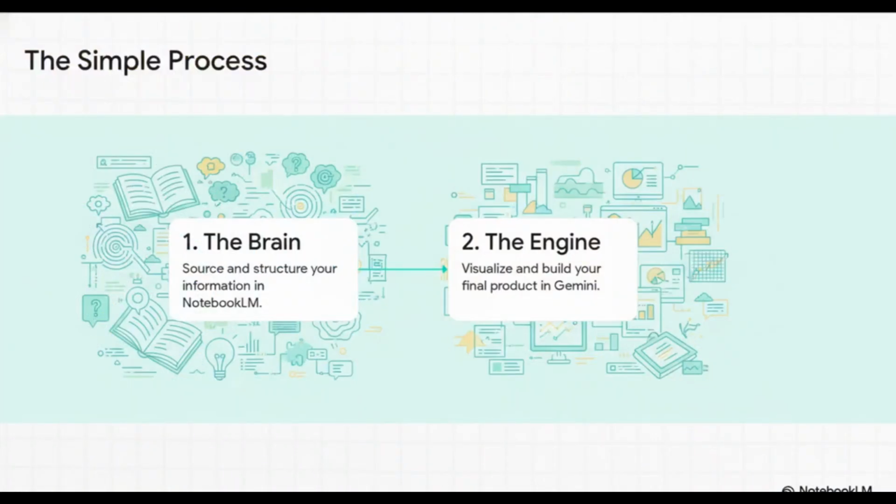And you know what the best part is? The process itself is beautifully simple. Seriously. Step one, you do all your deep thinking in Notebook LM. You upload your sources, and you let it structure all the key insights for you. Step two, you take that structured output and you feed it directly into Gemini to visualize and build. That's it. Brain, then engine, insight, then impact.